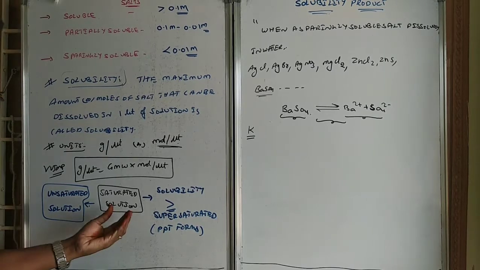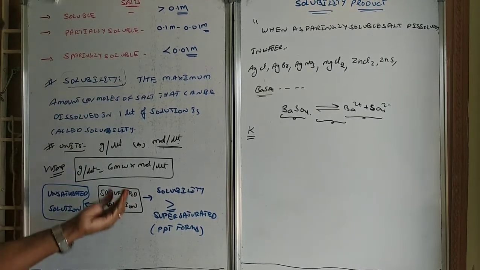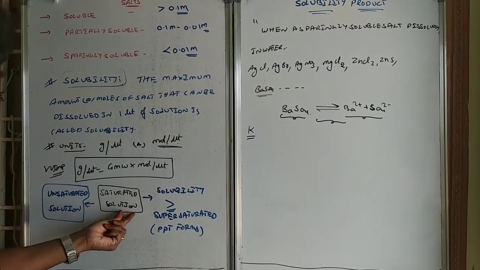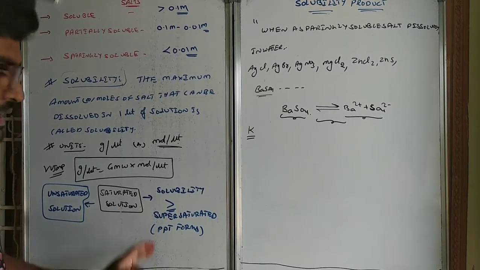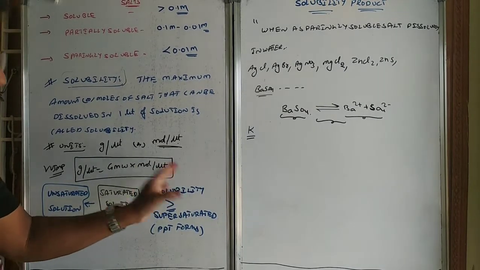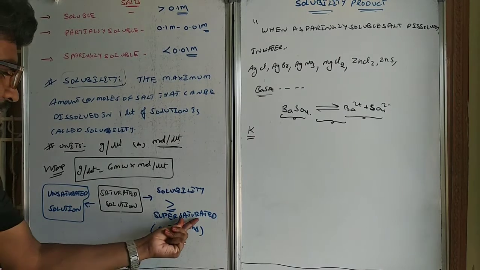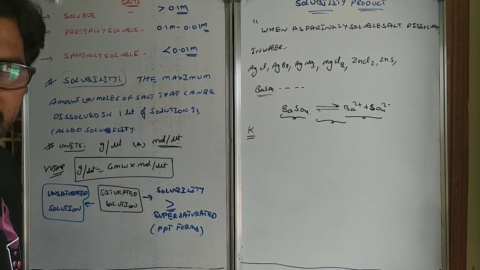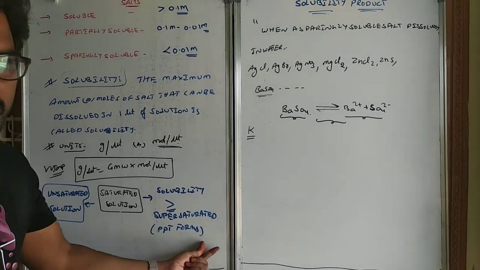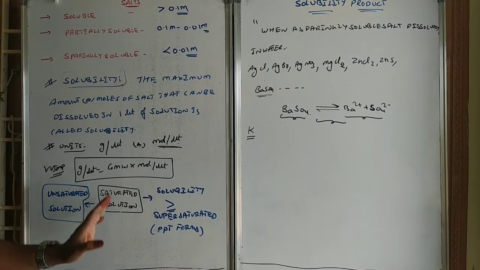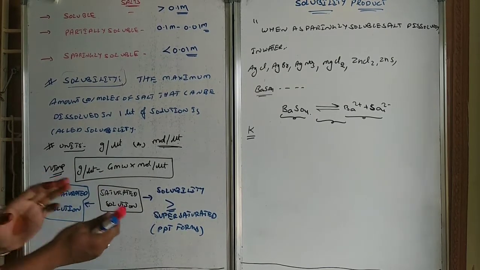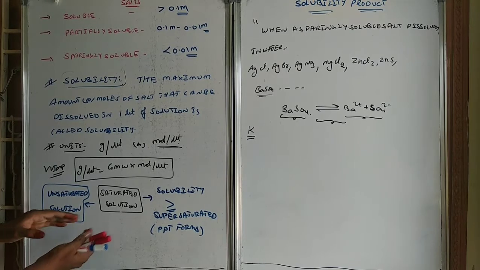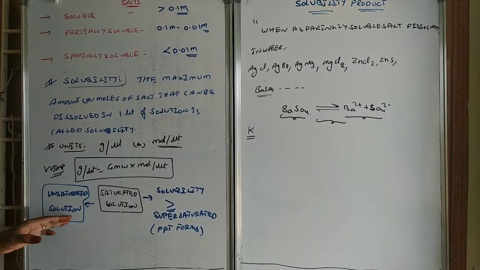Any solution which is formed up to its solubility is known as the saturated solution. If the salt is more than its solubility capacity, then it is known as the supersaturated solution, or precipitate formation takes place. If the solution has a lower quantity than its capacity, then it is known as the unsaturated solution.